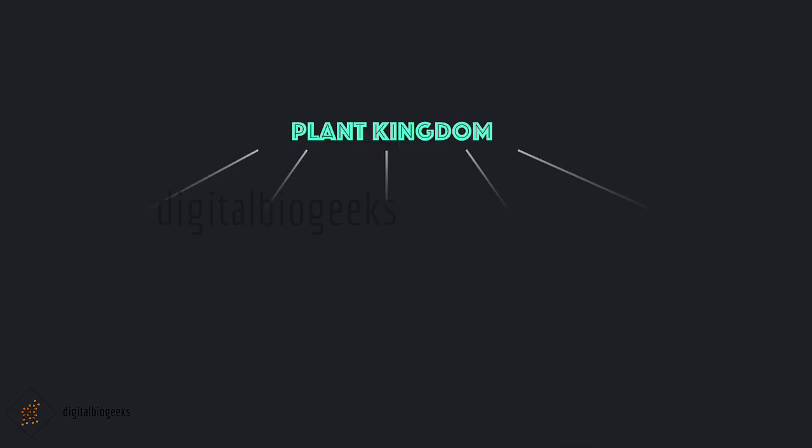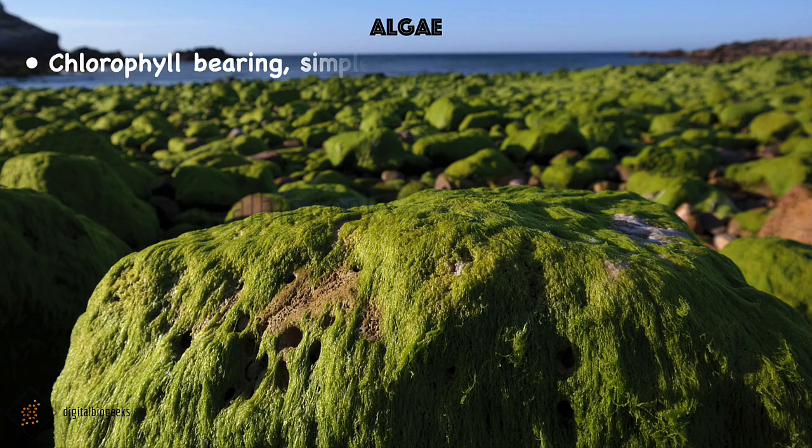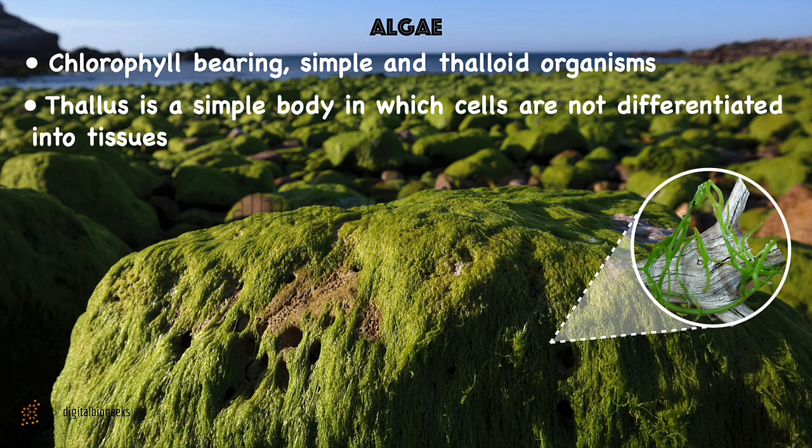Plant kingdom is classified into 5 subgroups: Algae, Bryophyta, Pteridophyta, Gymnosperms and Angiosperms. Let's dwell into the details of the subgroup Algae. They are chlorophyll-bearing, simple and thalloid organisms. Thalloid organism means they resemble a thallus. Thallus means it is a simple body in which cells are not differentiated into tissues. Only cells are present, no tissues.